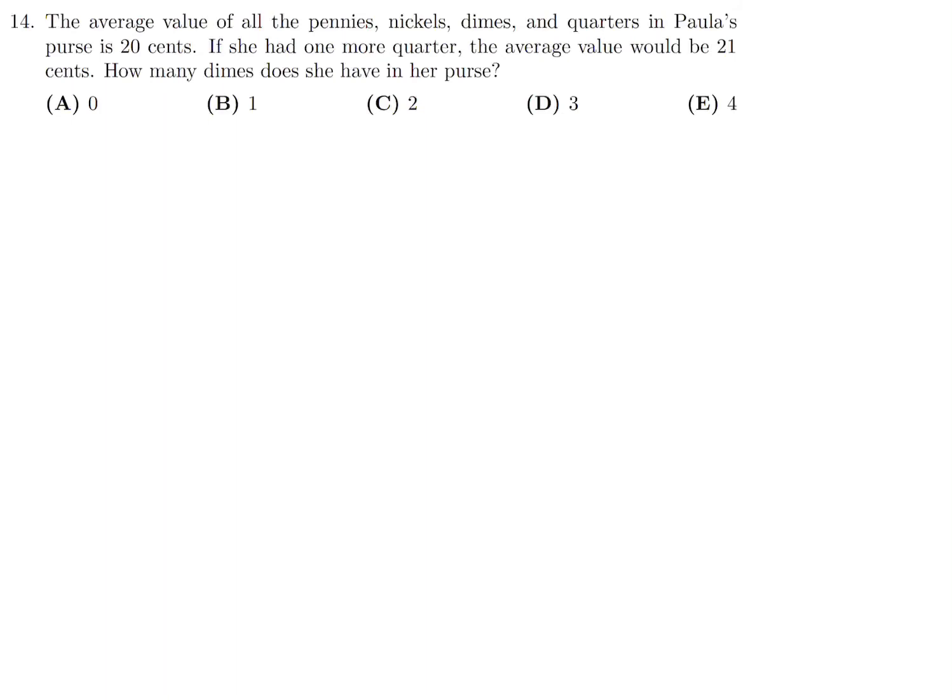The average value of all the pennies, nickels, dimes, and quarters in Paula's purse is 20 cents. If she had one more quarter, the average value would be 21 cents. How many dimes does she have in her purse?